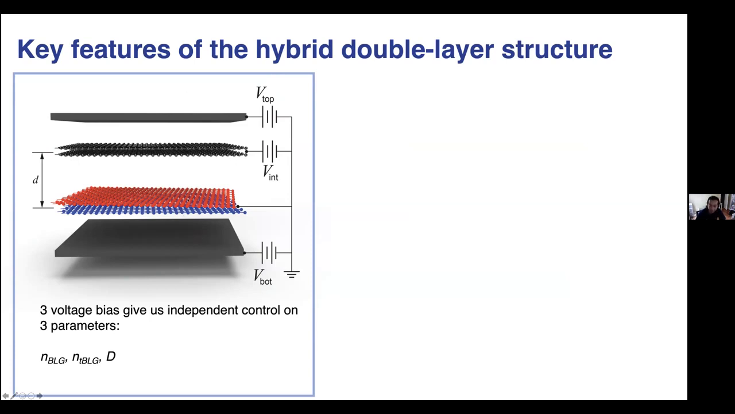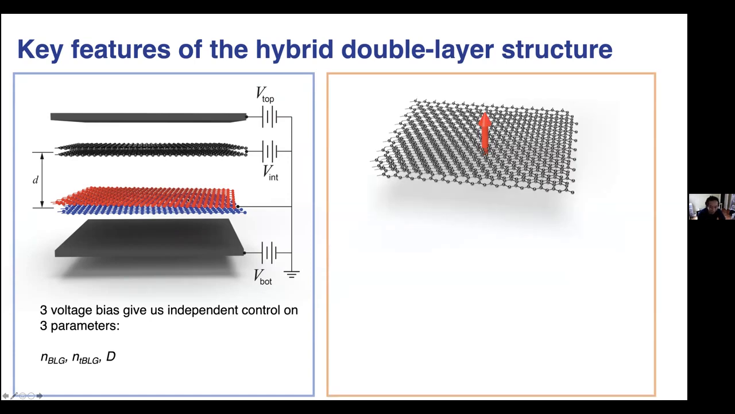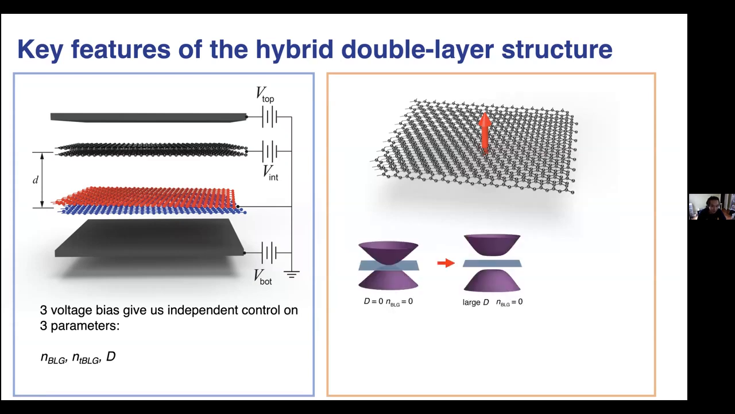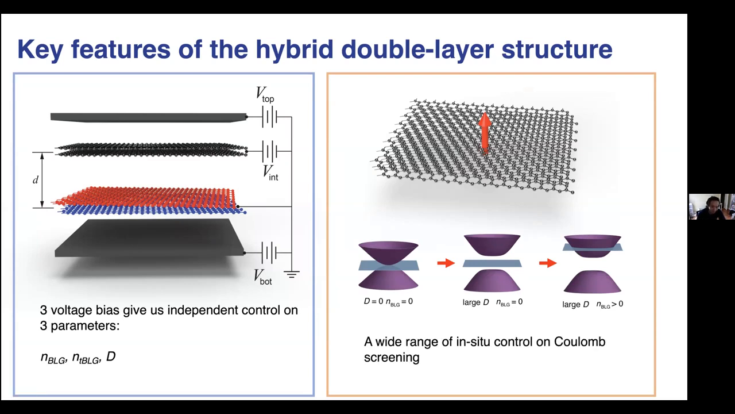field. And I should stress that it's important that we're using Bernal bilayer graphene as the screening layer, because in the presence of a perpendicular electric field, it will induce an energy gap near the charge neutral point of the bilayer. As such, we can tune the bilayer graphene electrostatically from fully insulating, like this, to metallic at high density. And this allows us a wide range of in-situ control on Coulomb screening.